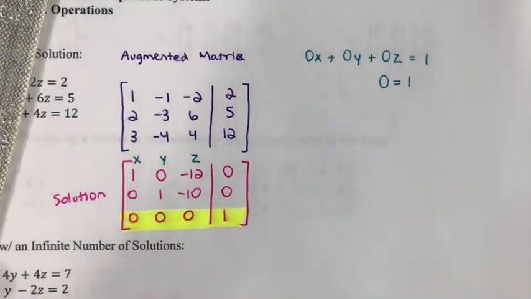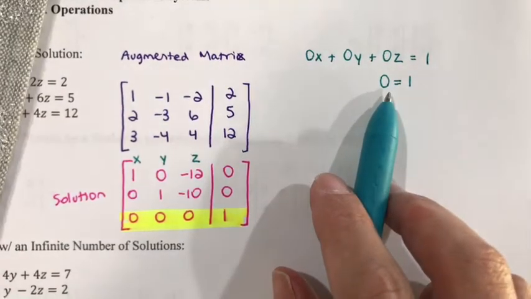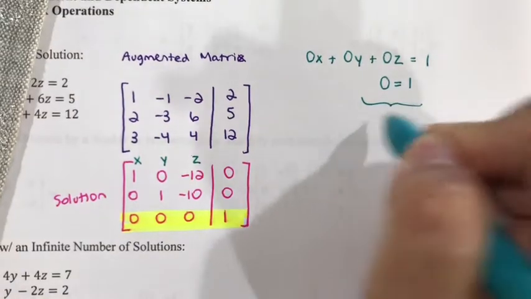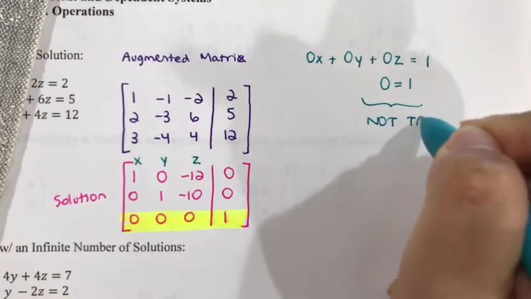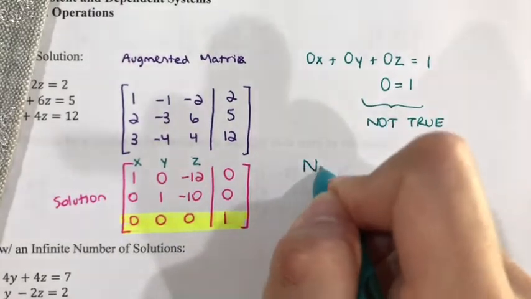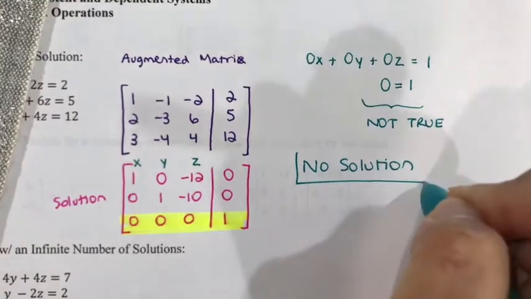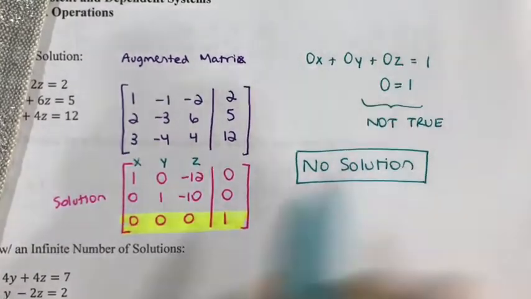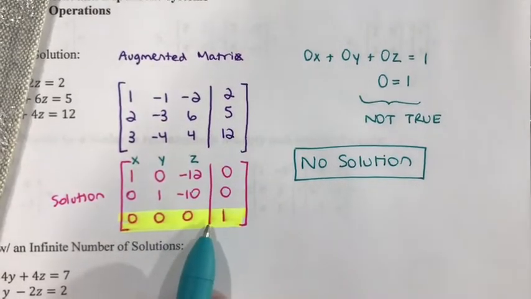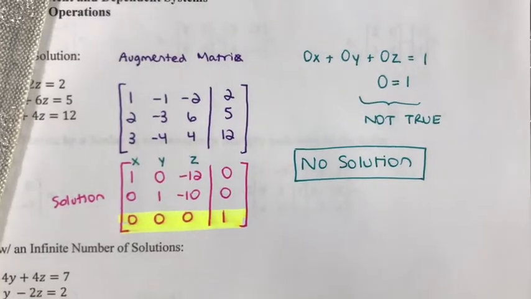Now, we've seen in previous systems that if you use elimination or substitution and you get something that is not true, this would be considered no solution. So really what you're looking at in the calculator is just the fact that you have 0 on the left side is equal to 1, which is an untrue statement, okay?